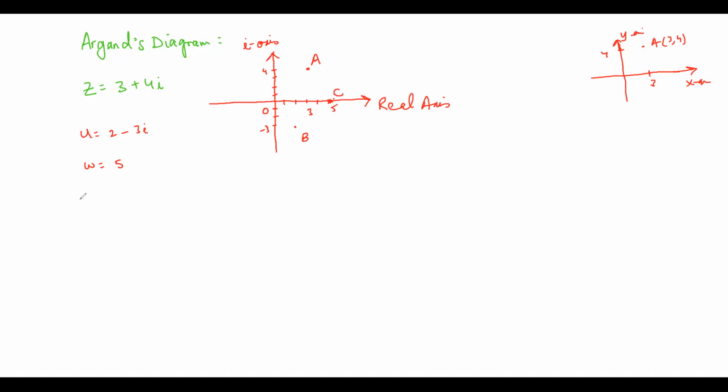Then let's say there is a complex number v, which is minus 4 plus iota. So this is minus 4 and this is 1 here. Let me represent this with the point D. So point D is representing the complex number v. So these are all different complex numbers, and these are represented by different points over here.